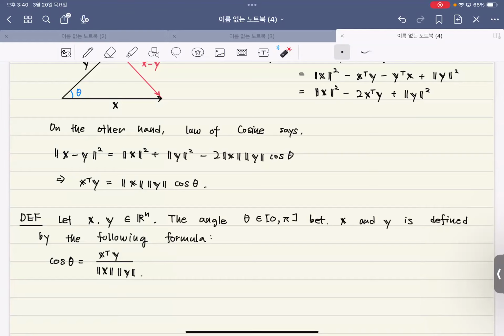Therefore, there can be only one unique theta in this range satisfying this equality. So we take that theta as our definition of the angle for higher dimensional vector spaces.